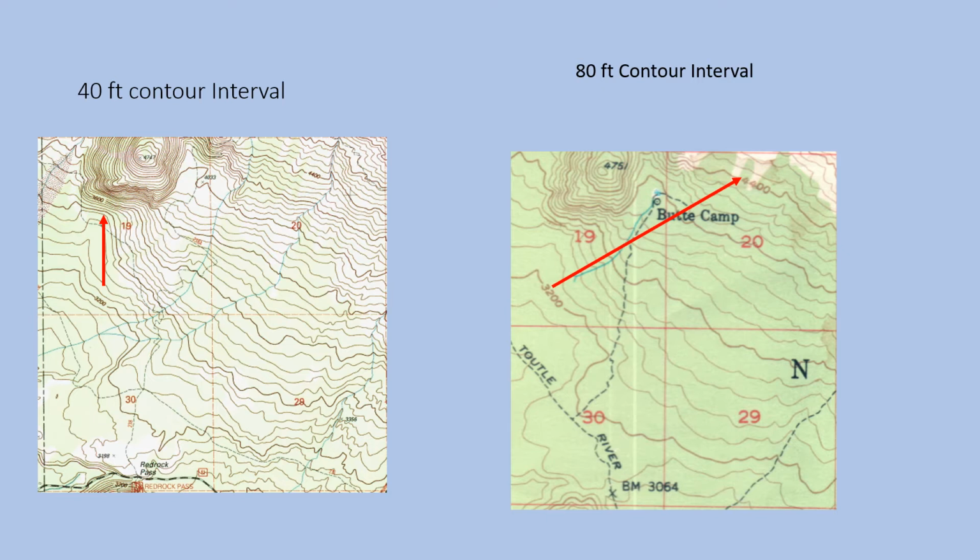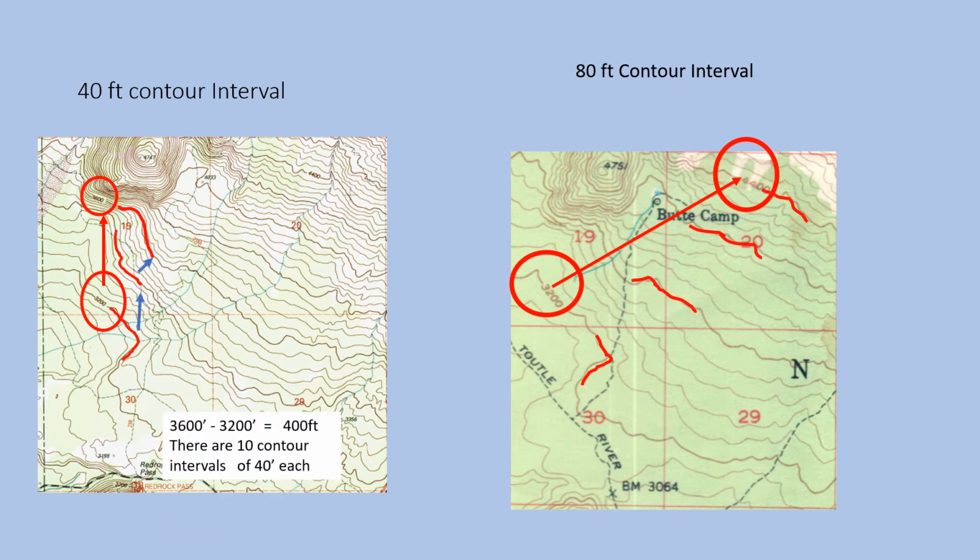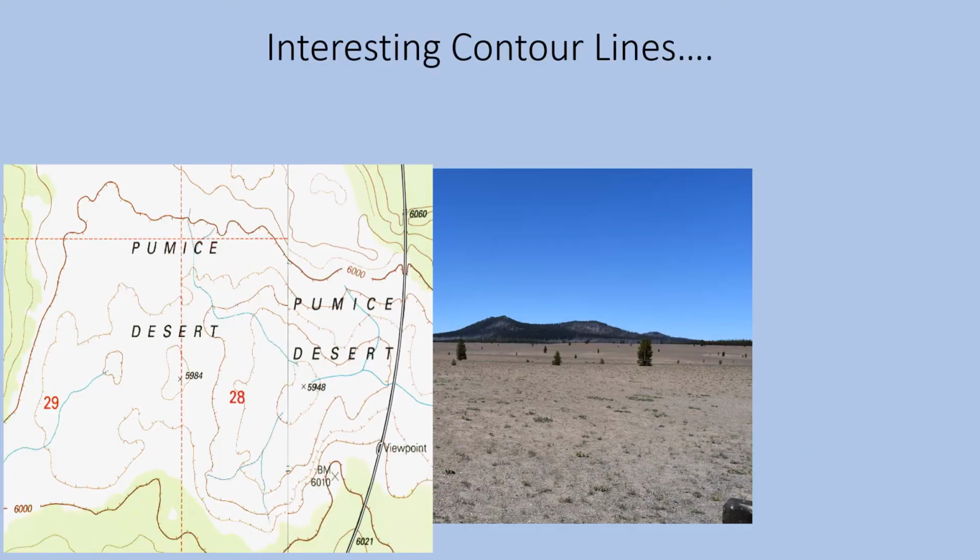In the U.S., the most common contour intervals are 20, 40, and 80 feet. If the contour interval is not stated on your map, you can calculate the contour interval as shown. Here's a look at intermediate and approximate contours.